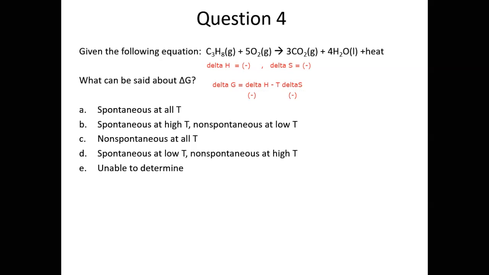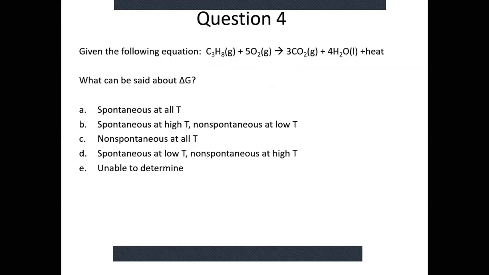So this would be spontaneous at low temperature and non-spontaneous at high temperature. Because again, these two negatives make it a positive. And so as long as T delta S is less than delta H in magnitude, it's going to be spontaneous. So this is spontaneous at low temperatures, non-spontaneous at high temperatures. And this is just a review from the chapter on spontaneity and free energy.